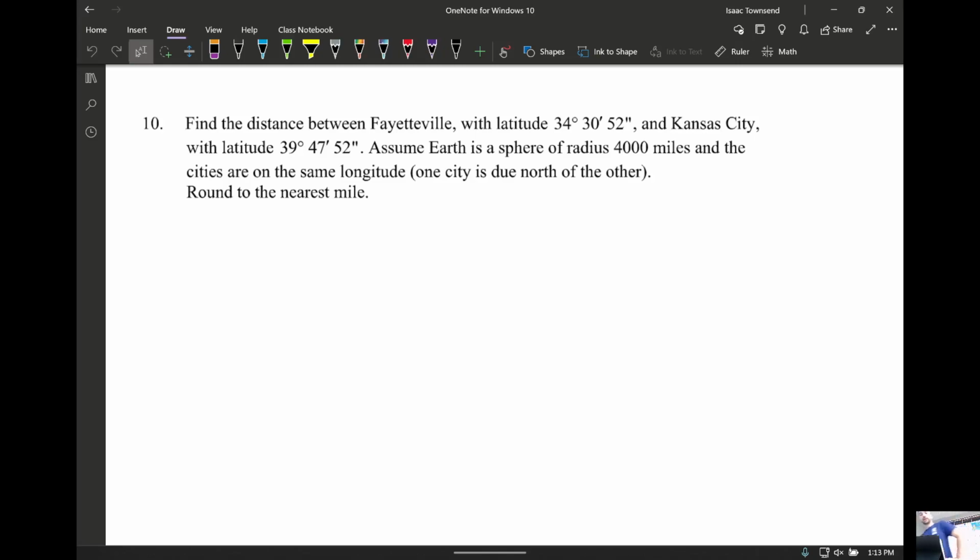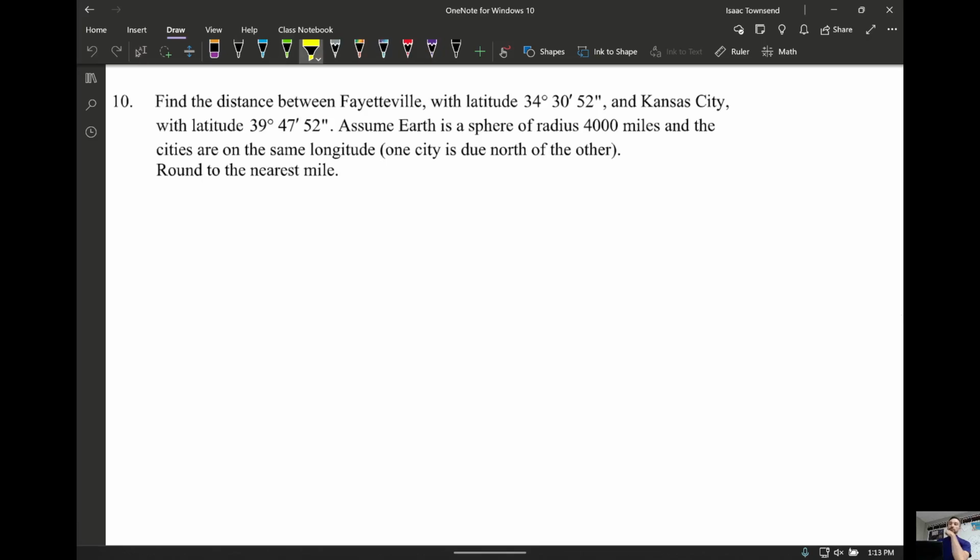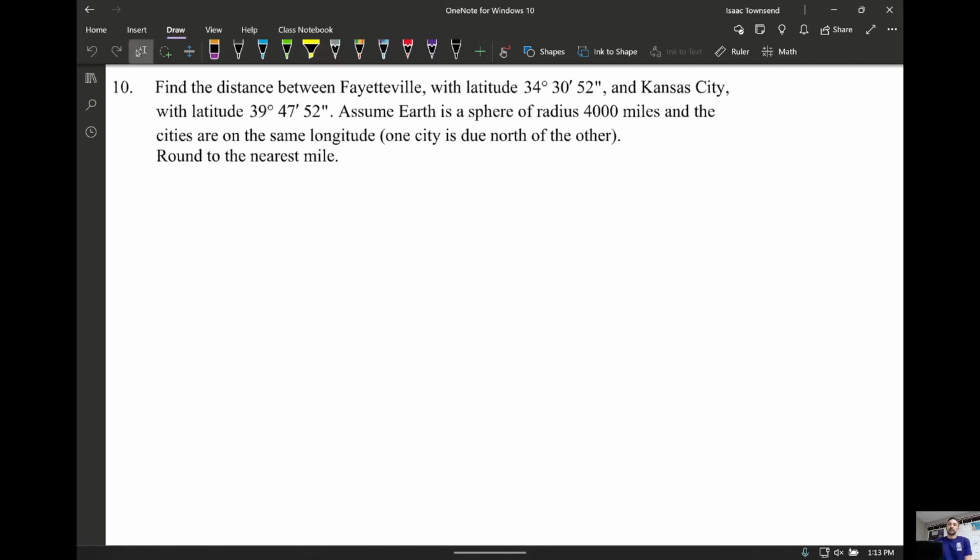So I think the hardest part of this one is just kind of setting it up. If you guys get the picture looking okay, I think you are much more likely to take the correct path here. But even if you did this question and you got it correct, there's one calculator trick I think you guys are not aware of that I'm going to show you on here that is kind of important. All right, so we're supposed to find the distance between Fayetteville that has this latitude and Kansas City that has that latitude. They tell us how big the Earth is and that the cities are on the same longitude.